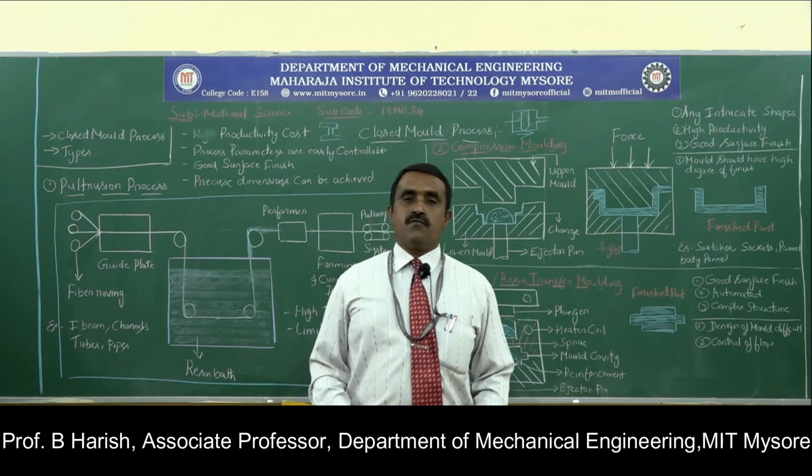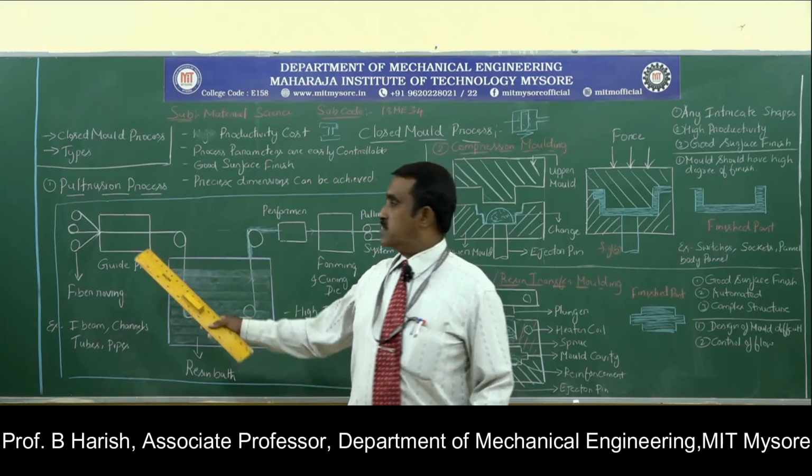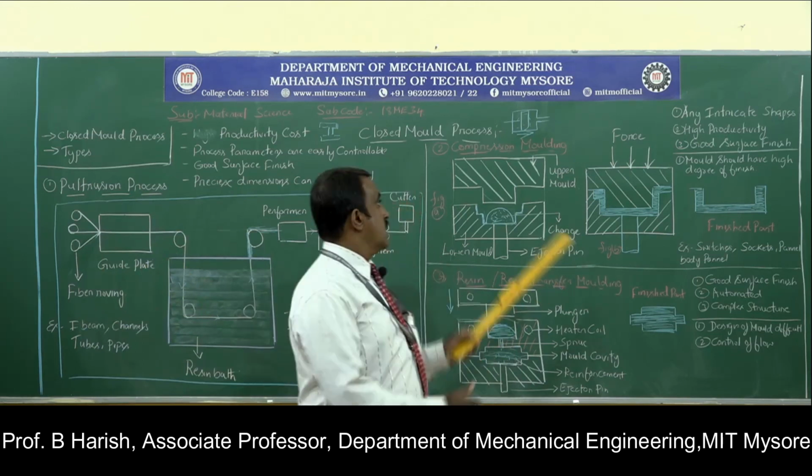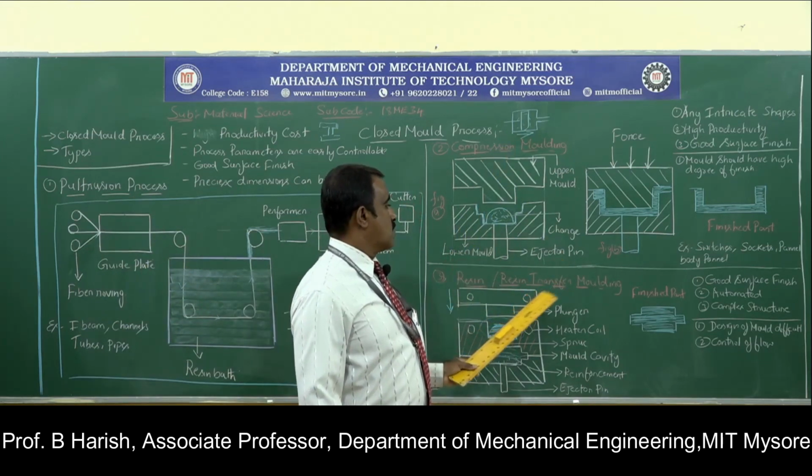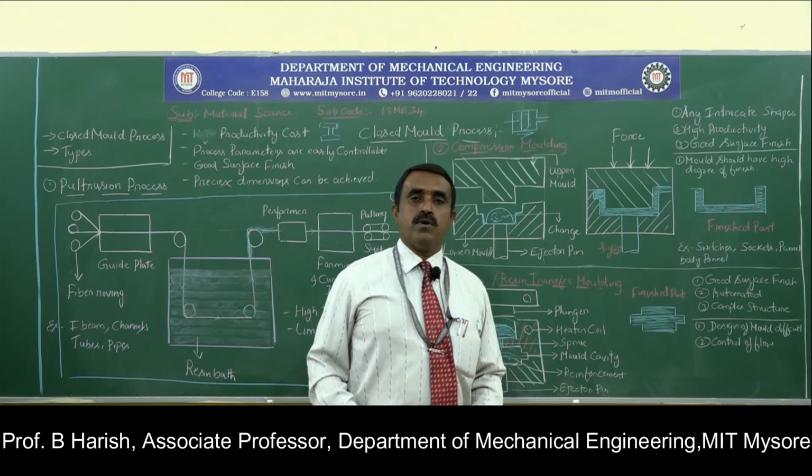So these are the three different methods we have discussed: the first one is the pultrusion process, the second is compression molding, and the third is the resin transfer molding process.